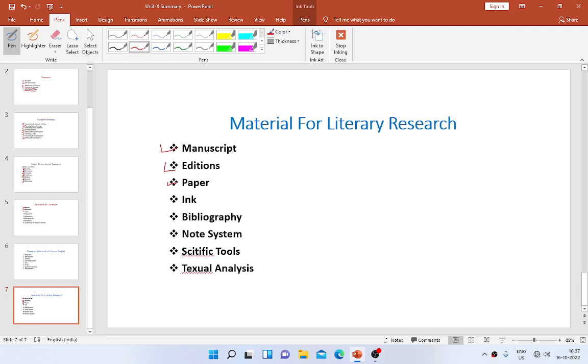The term bibliography means the science of books. The four kinds of bibliographies are listed as follows. First one, historical. Historical bibliography includes the history of book production, which includes the history of writing, printing, binding, and publication, primarily concerned with library sciences.